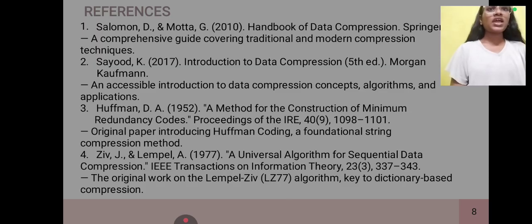Huffman D. A., 1952, A Method for the Construction of Minimum Redundancy Codes, Proceedings of the IRE, 1098 to 1101. Original paper introducing Huffman coding, a foundational string compression method. Ziv J. and Lempel A., 1977, A Universal Algorithm for Sequential Data Compression, IEEE Transactions on Information Theory. This is the original work on the Lempel-Ziv LZ77 algorithm, key to dictionary-based compression.